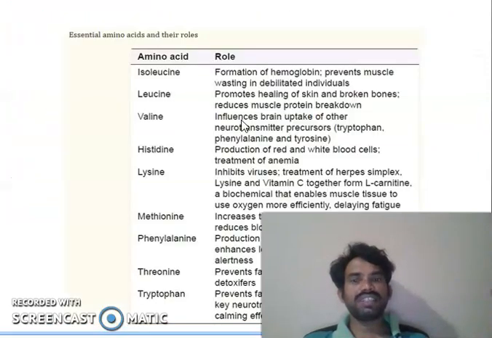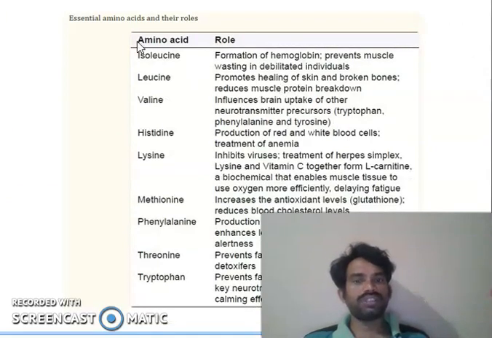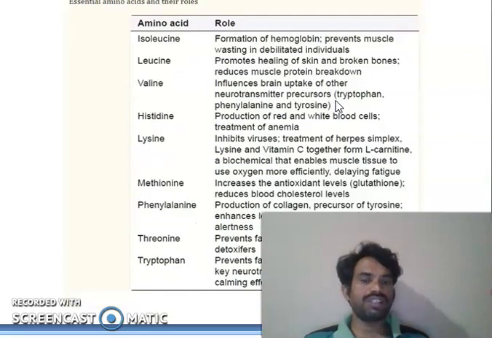Then you can see here various essential amino acids and their roles. You can see the amino acids: isoleucine, leucine, valine, histidine, lysine, methionine, phenylalanine, threonine, tryptophan. These are the essential amino acids and their roles, and what their importance is. You can see here.